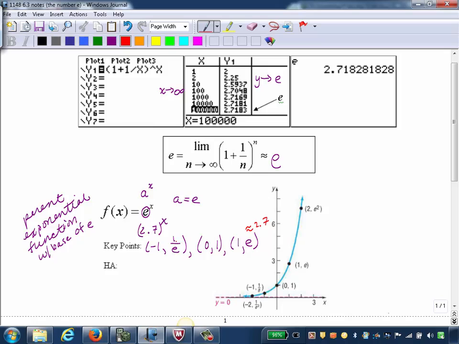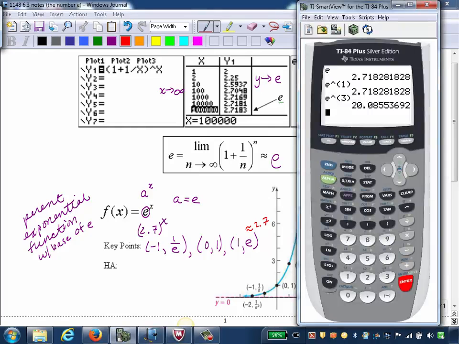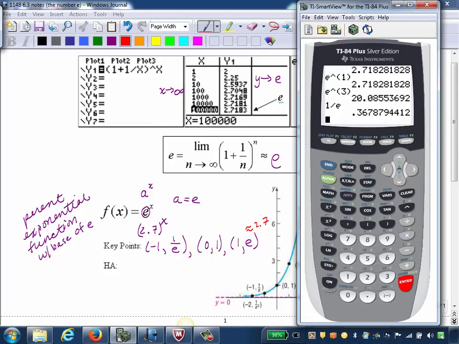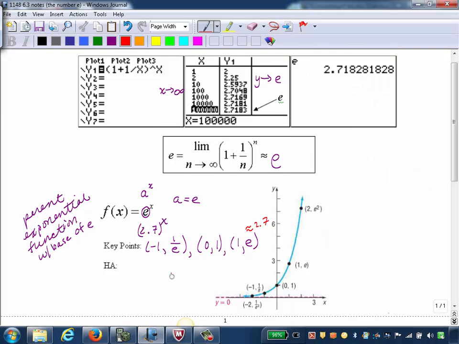Now 1 over e, if we enter that into the calculator, 1 divided by e, I can see that's approximately 0.4. So when you go to sketch this, you'll be able to approximate that 0.4, somewhere, about halfway between 0 and 1. Now we know all parent exponential functions have a horizontal asymptote of y equals 0, so this is no different.